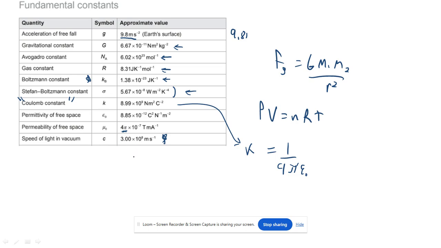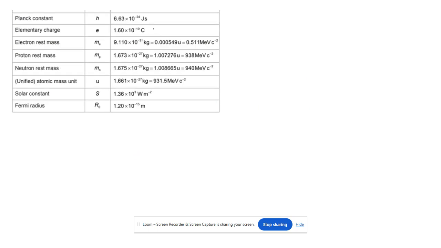And then there's Planck's constant, which by the way, mass is now defined in terms of Planck's constant, the fundamental definition of mass. This is the elementary charge. So electrons have negative this charge, protons and anything with a plus is positive that.